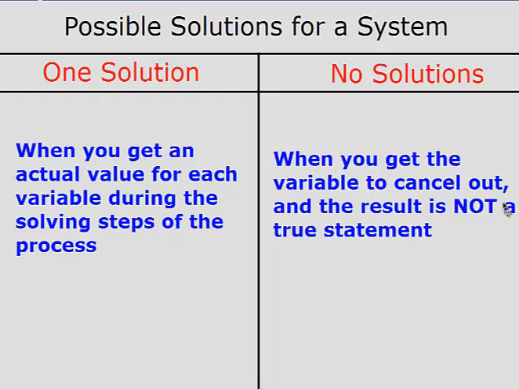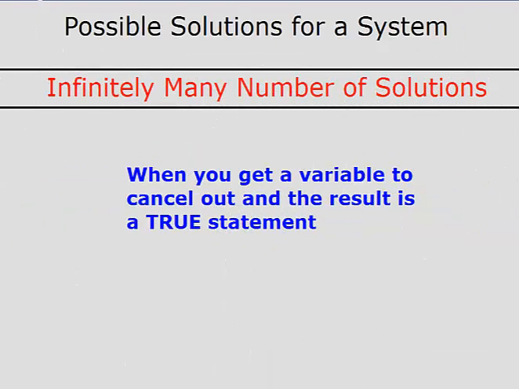If your variables stay and you get a value for each one, that's what one solution looks like, and this is what we're going to encounter the most of. So we've got one solution, no solution, and then the last one here is an infinitely many number of solutions. And for this one, it's when you get the variable to cancel out, okay? So the variable is gone again, but this time the result is a true statement.